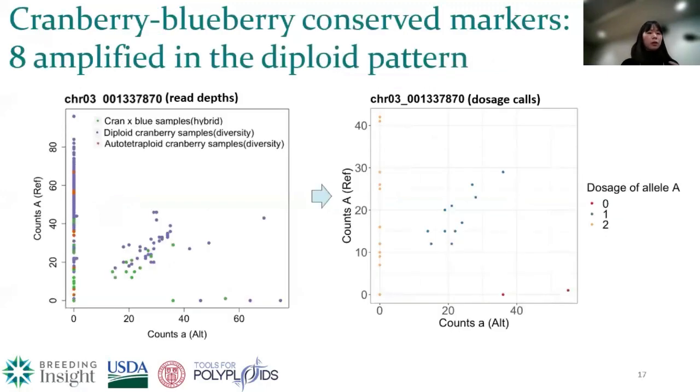We also found some conserved markers were amplified in the diploid pattern, but we are not very clear whether those polymorphic markers came from the cranberry genome or the blueberry genome, because we don't have blueberry samples as the benchmark.